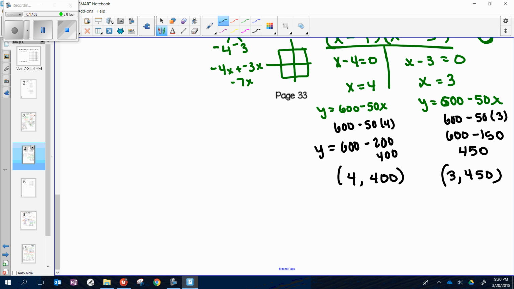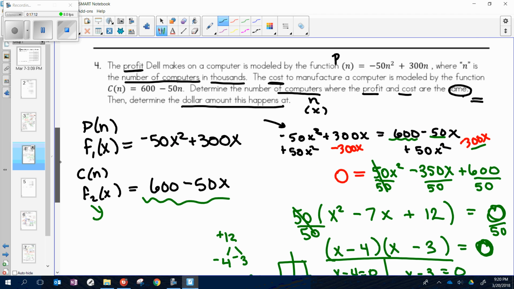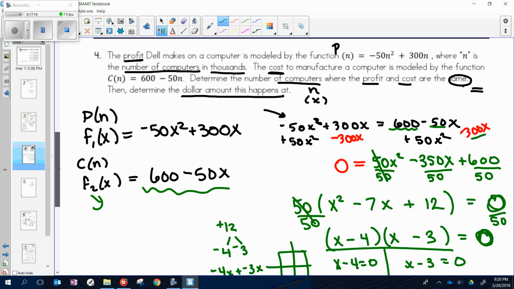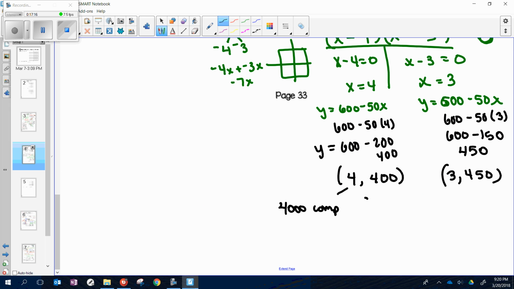So I have two answers to the question. When I sell 4,000 computers, what does it say? Determine the dollar amount this happens at. I'm at $400 in profit and in cost. And when I sell 3,000 computers, I'm at $450 in profit and cost. Profit and cost, where they're equal.